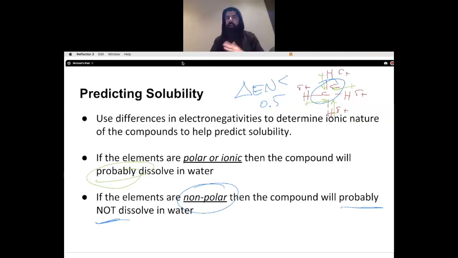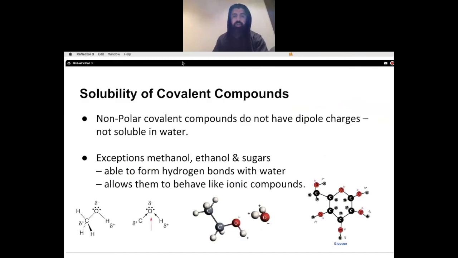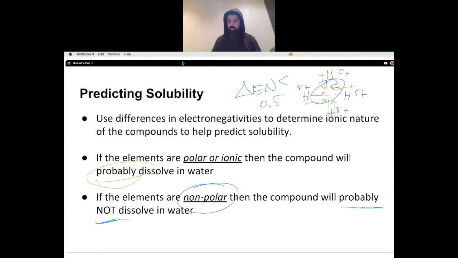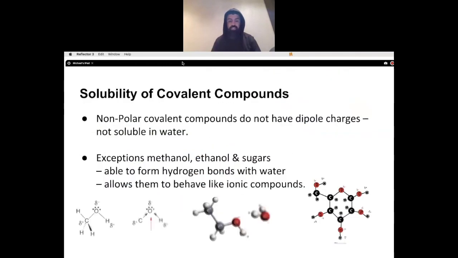But for the most part, as an umbrella understanding here, we're going to look at it as if it's polar or ionic, it will dissolve in water. If it's nonpolar, it will not dissolve in water. So solubility of covalent compounds: understand that nonpolar covalent compounds do not have dipole charges, right? Because as I showed moments ago, there's no dipole charge in this example, hence the reason why it's nonpolar. Now, there are some exceptions to the rule.